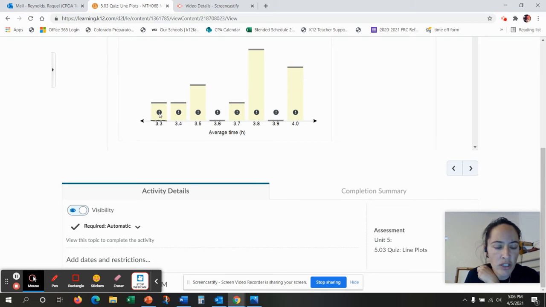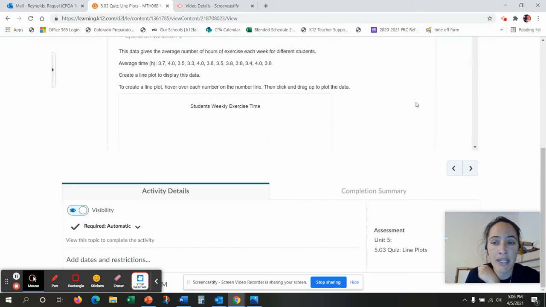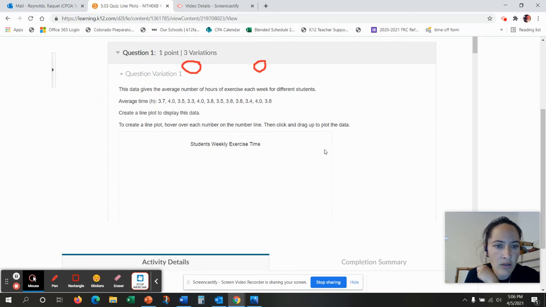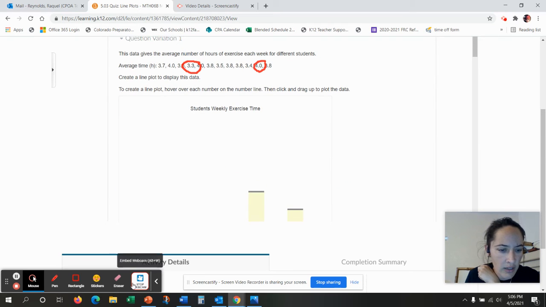This line plot is showing that I drag up, however high. Again, this would have been interactive and on your quiz, so that would have changed. So let's take a look. How do I erase? Let's just get rid of this. Oh, cool. It's a big eraser.